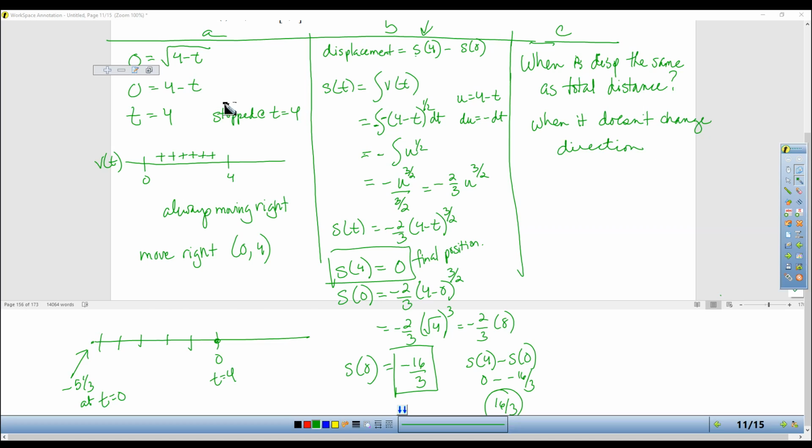So for this one, it started at negative 5 1/3, and it just moved to the right. It was always moving to the right the whole time. So its displacement and its total distance were both 16/3 or 5 1/3. And I think we're still in meters. Okay, so part C was a nice easy one on this one.